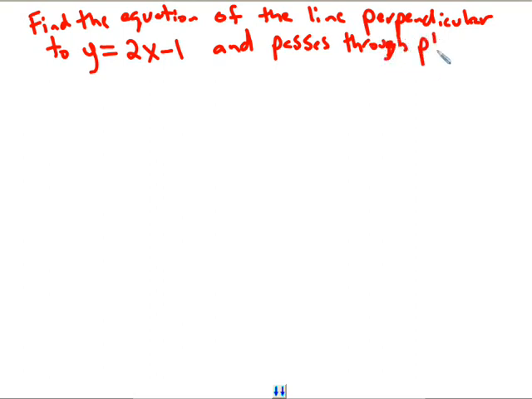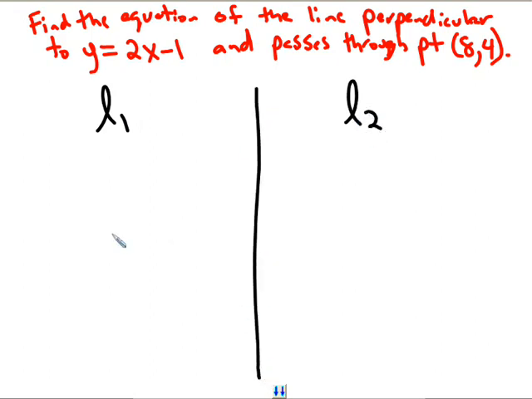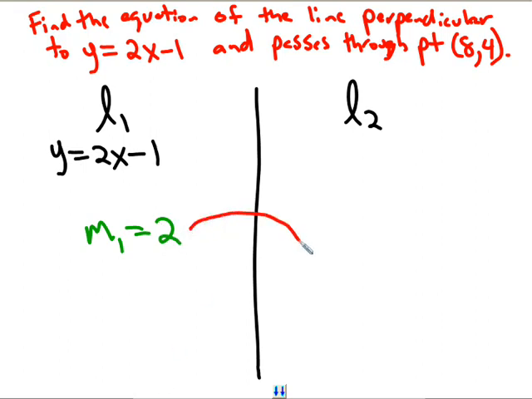Okay, again, write your sides, L1, L2. This is just to be organized. So L1 is the given equation, and we know that m is equal to what? Is equal to 2. So what do you know about two lines that are perpendicular? They have negative reciprocal slopes, and the symbol for perpendicular lines is this symbol right here. Okay, so then m2 is equal to negative 1 over 2.